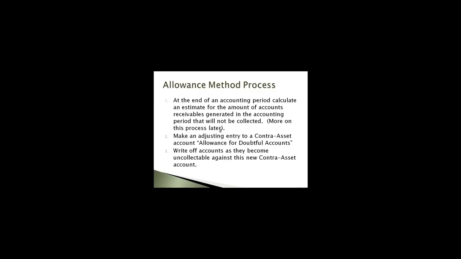Here we see a sample adjusting entry. It is determined in this example that $5,500 will be uncollectible in the next accounting period, and therefore we debit bad debt expense in the current accounting period and credit our new allowance for doubtful accounts account to use in the next accounting period to write off accounts as they become uncollectible.